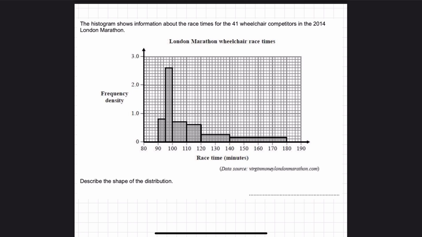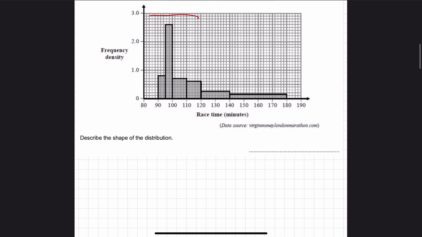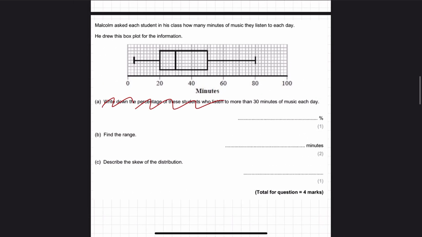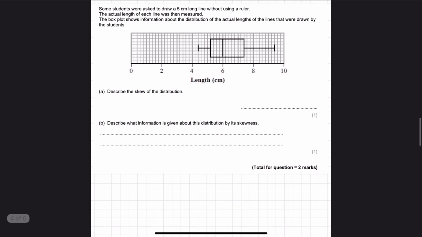Describe the shape of this distribution. Well, it's more towards the left where the peak is, so I would say positive skew. That's it. Right, we've got a box plot. Describe the skew of the distribution. Well, again, your median is more towards the left side, so I would say positive skew.